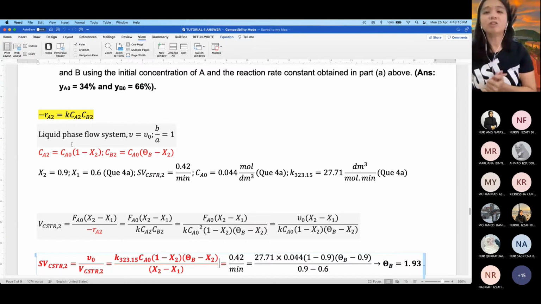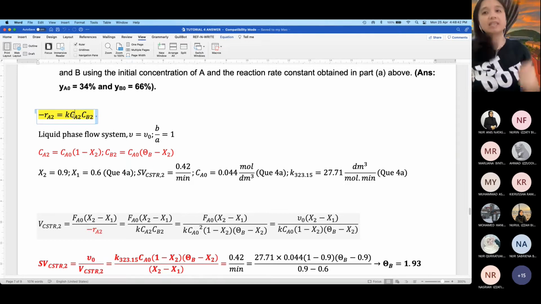So now kita nak derive space velocity equation untuk the second reactor in the system, which is not so straightforward. Okay, we have done one question previously, but I will just explain again. The rate law for the second reactor is still the same. Masih minus RA equals to KCA CB. Okay, tetapi now we are talking about the second reactor in series. The only difference is rate law masih sama, but the concentration now becomes the concentration of A and B in the second reactor.